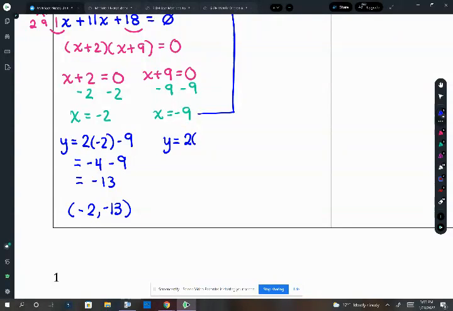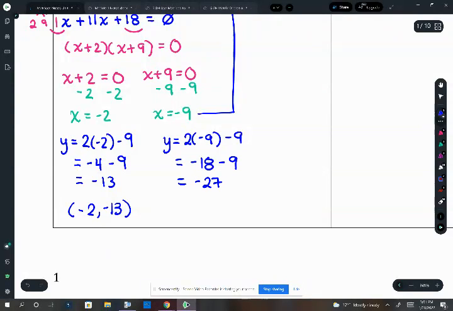Maybe. I'll try that again. Okay. I thought it was going to show back up. So 2 times -9 minus 9. So this is going to give us -18 minus 9, which is going to give us -27. And so our second solution is going to be -9, -27.